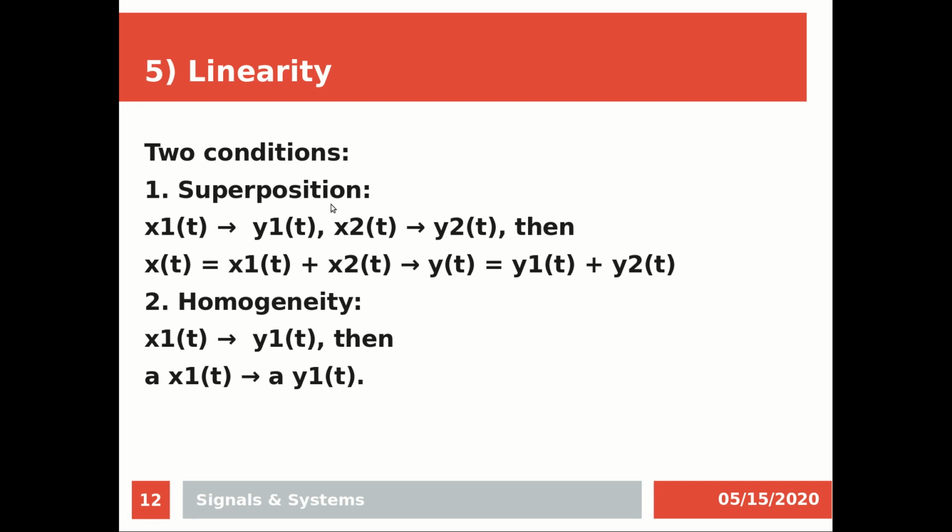If this condition is okay, and homogeneity is okay, then these two conditions mean that this system is linear. If either one of them is not satisfied, for example the homogeneity is satisfied but superposition is not, then I say this system is non-linear.